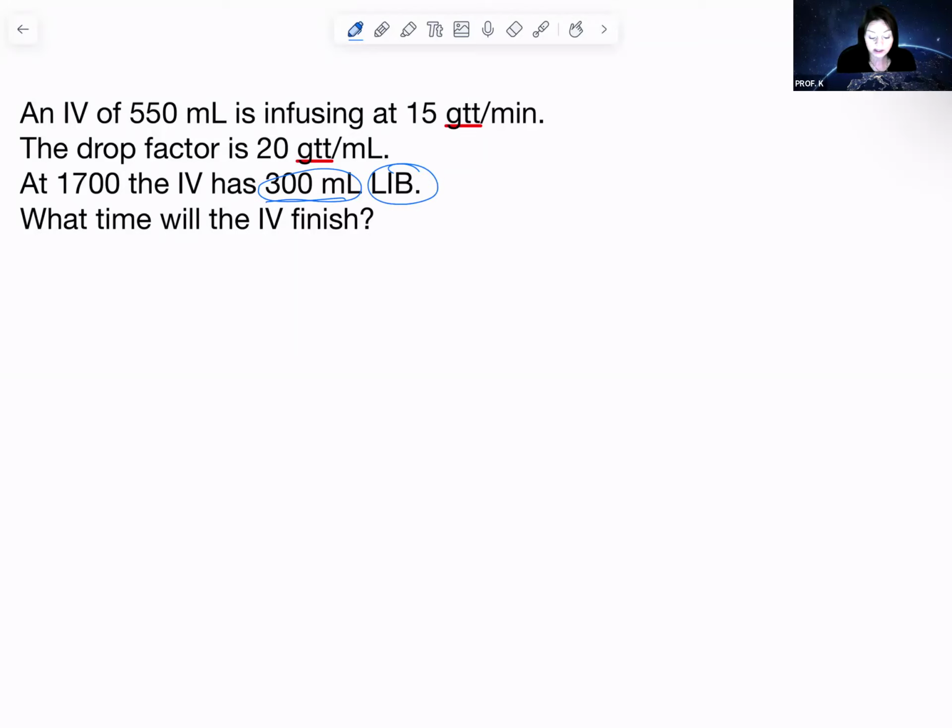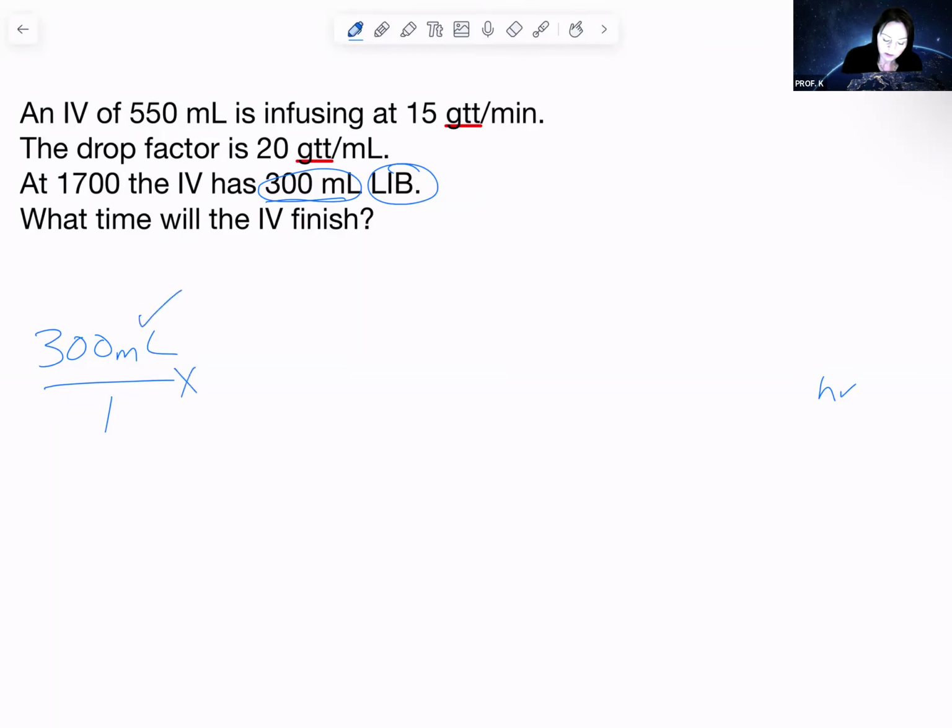So I start with what's left in the bag, 300 milliliters. I always put everything over one. I don't like blank spaces. So what am I solving for? Well, I'm solving for time. So I'm solving for hours. I'm going to say hour. Oops. So I'm solving for time. So hours.